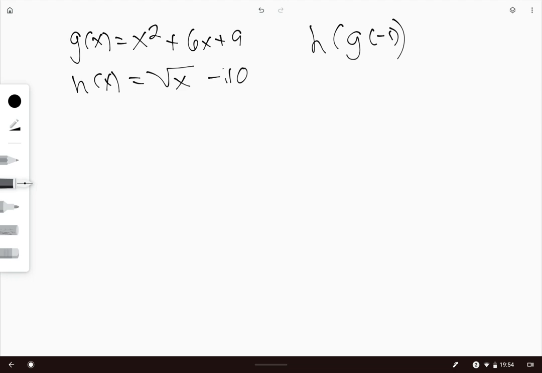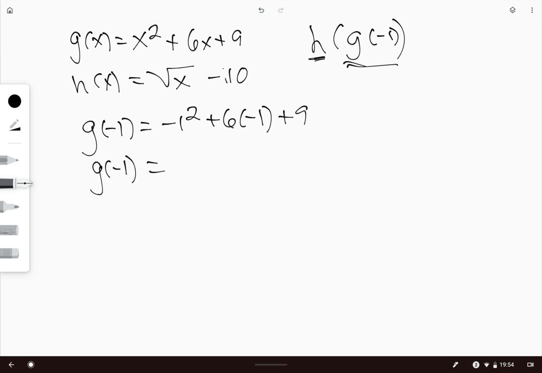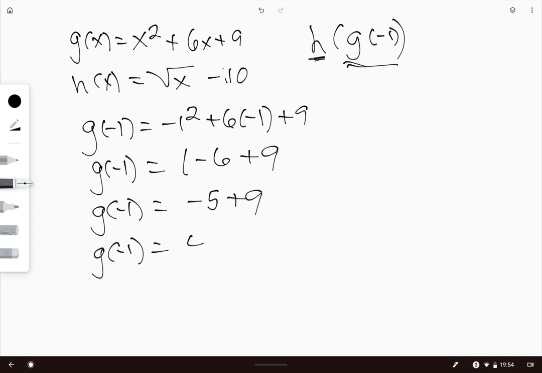All right, so again, I have my inside function and my outside function. So I start with the inside function, which is g of negative 1. So the g of negative 1 is going to equal negative 1 squared plus 6 times a negative 1 plus 9. So negative 1 squared is 1. 6 times a negative 1 is a negative 6 plus 9. All right, so the g of negative 1 equals 4.